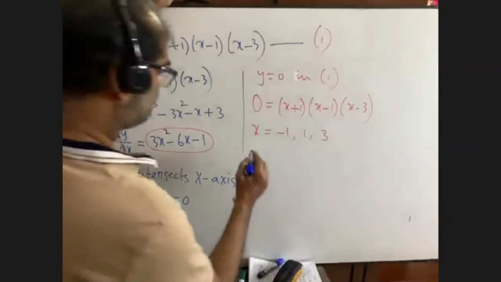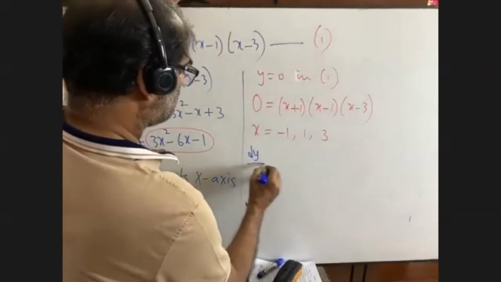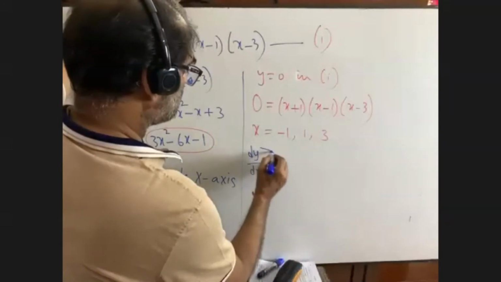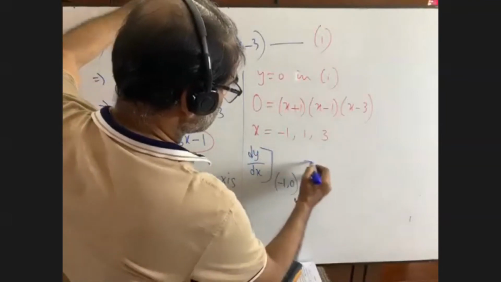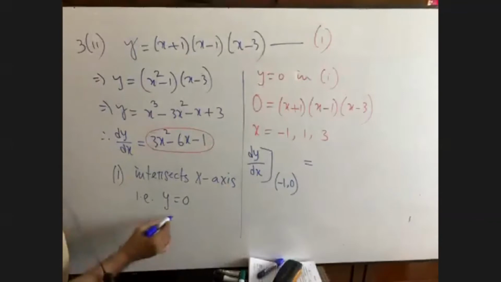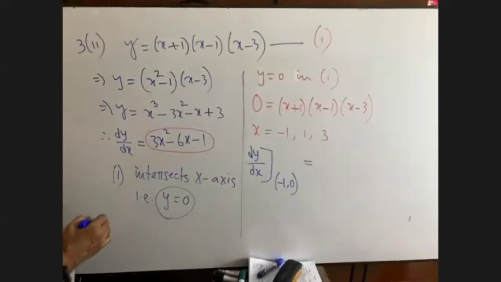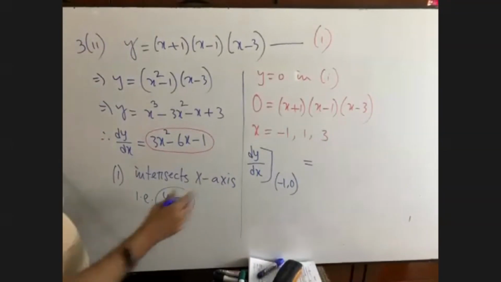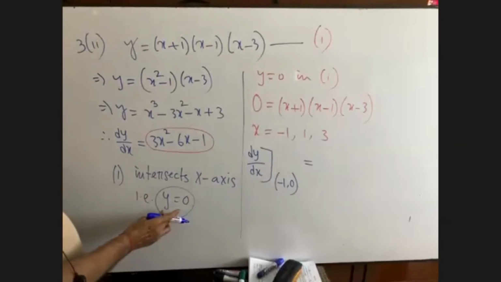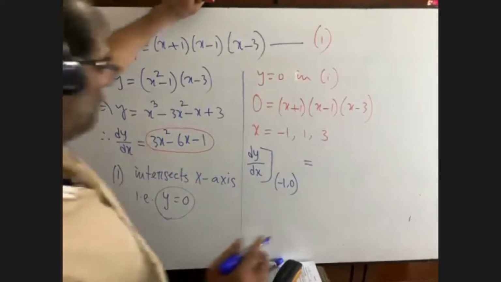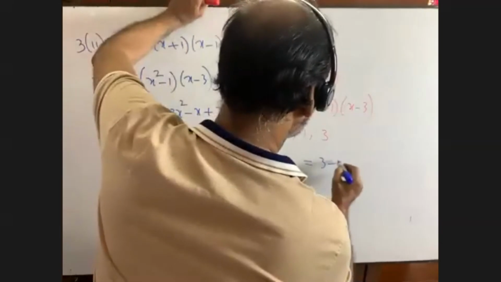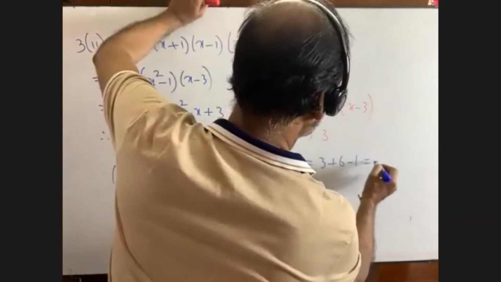You see, dy by dx at minus 1 comma 0. I think you have got it. Here y equals to 0. Y is always 0 here. So minus 1 comma 0. Have you got me? Now please find it. X equals to minus 1. So we are getting 3 plus 6 minus 1, 8.